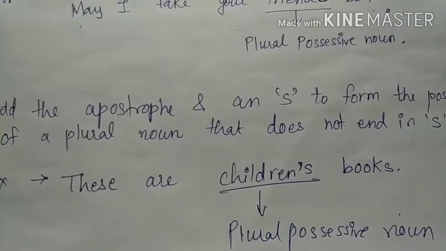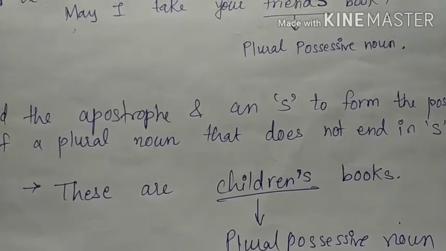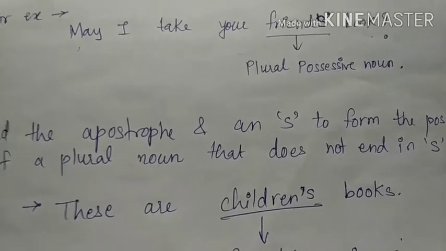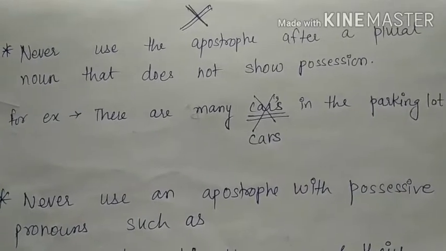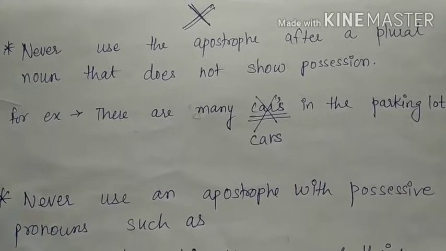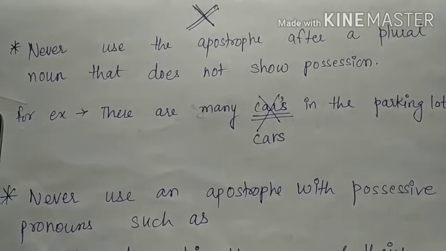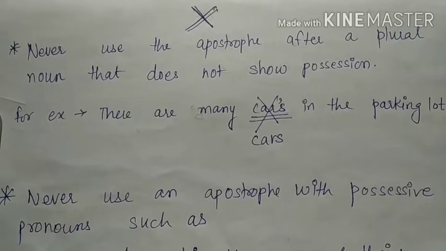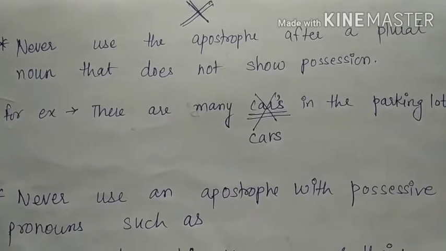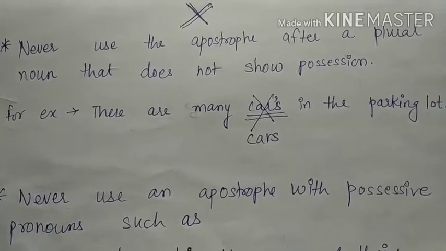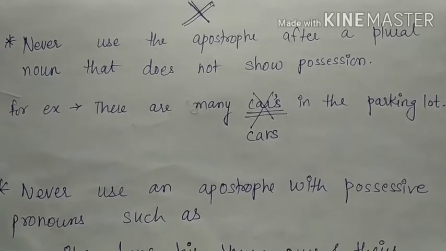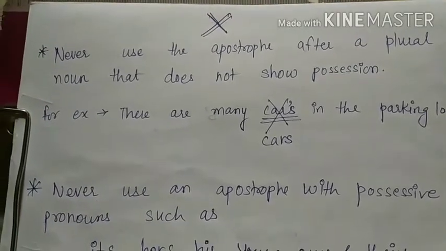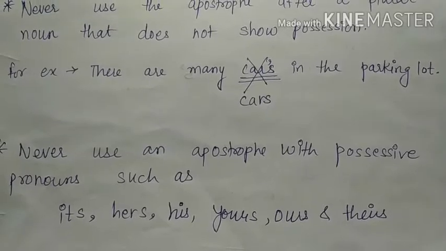It is important to know and remember a few rules for when an apostrophe is not used. Let us see those rules also. Never use the apostrophe after a plural noun that does not show possession. यानी हमें कभी भी apostrophe plural noun के बाद नहीं लगाना चाहिए जो possession show नहीं करता. For example, there are many cars in the parking lot. अब here in this sentence, cars is a plural noun and does not show possession by anyone.